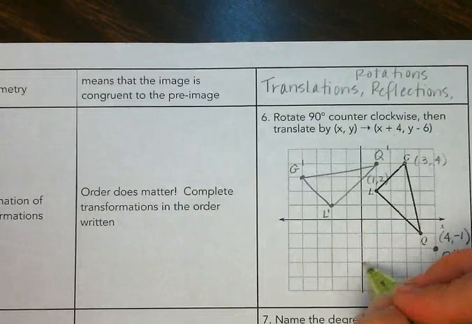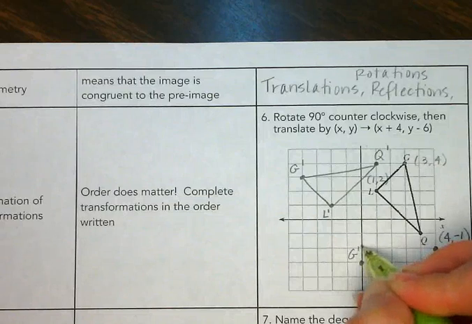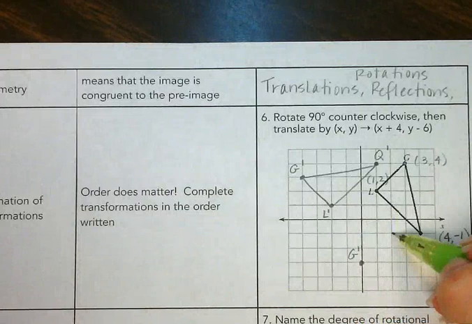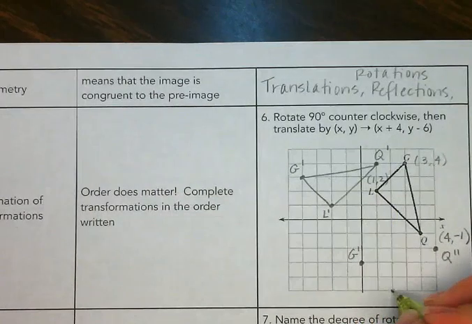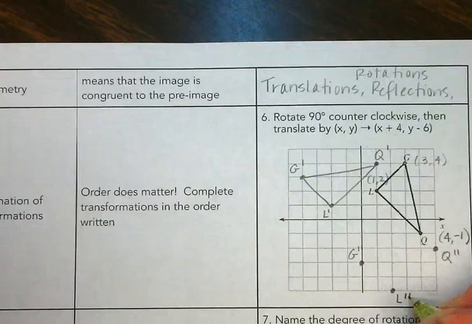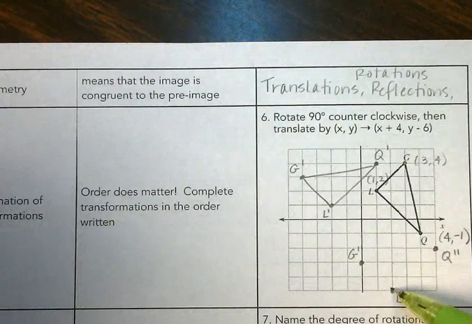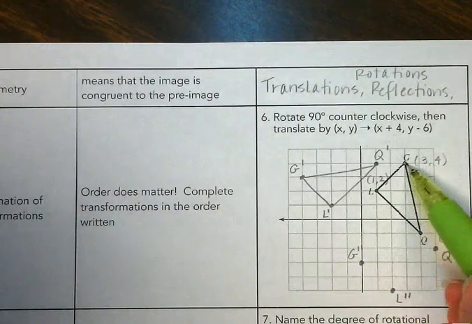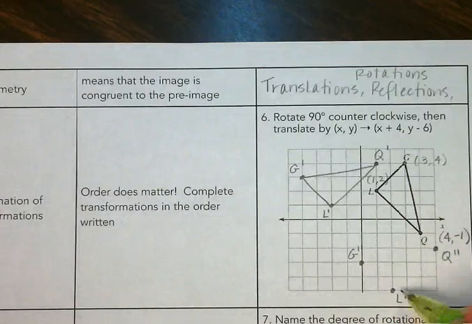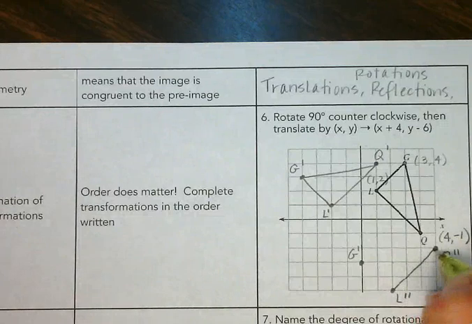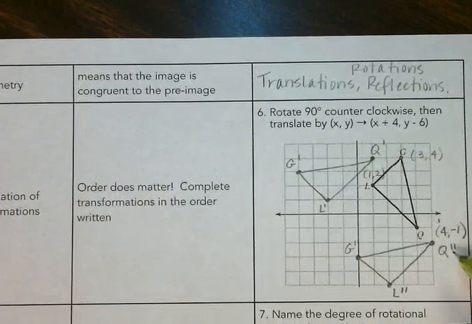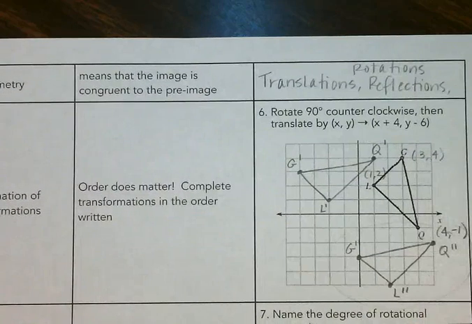So G prime should be, or sorry, G double prime. We're going to take L, we're going to go to the right 4, and then we're going to go down 6. So L double prime should be right here. Did I go over 4? Yes, I did. 1, 2, 3, 4. So there we go. Okay, so that is the end shape, that one right there.